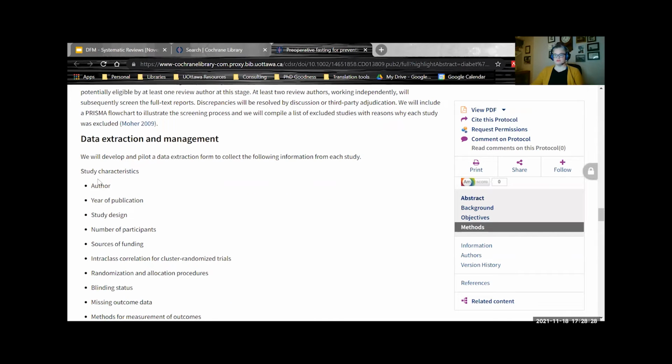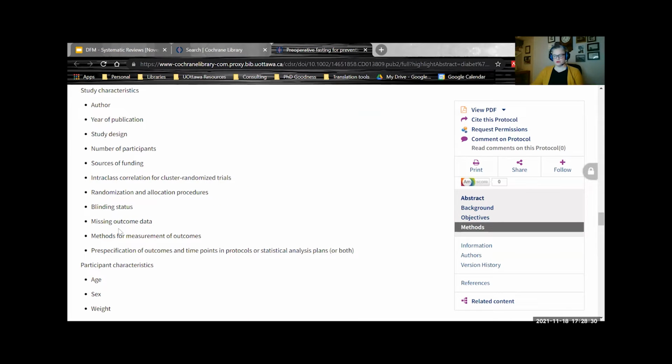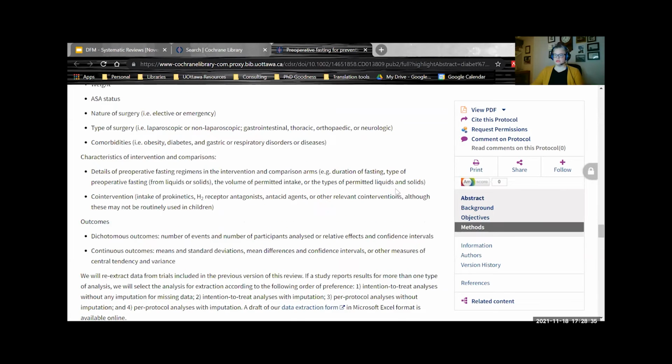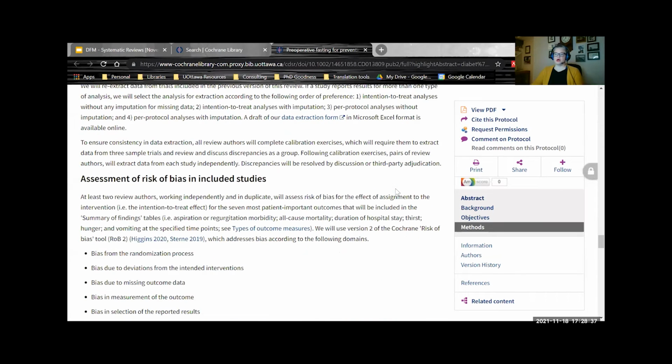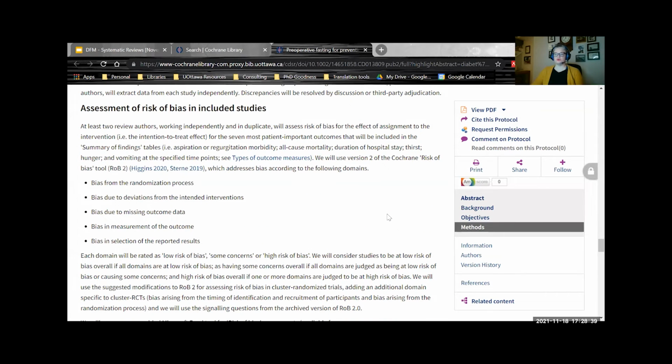They talk about the different study characteristics. So this is where they would outline what their data extraction form would look like. As you can see, it's pretty long. They talk about what tools they use to assess the risk of bias and what kind of risk of bias they were trying to assess.